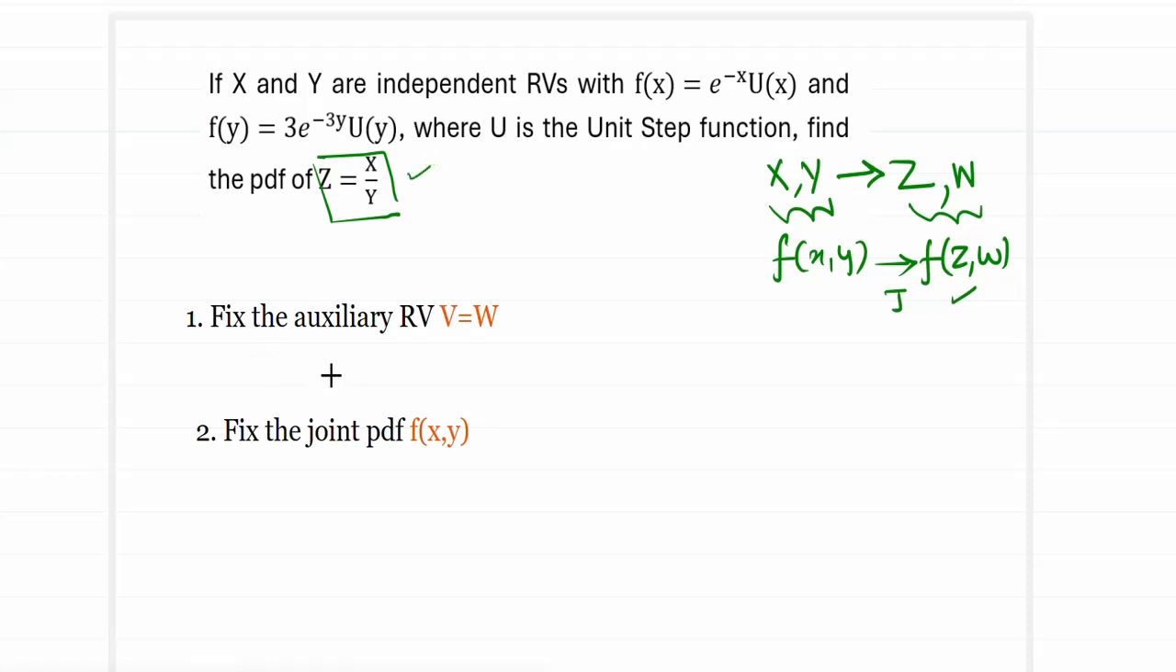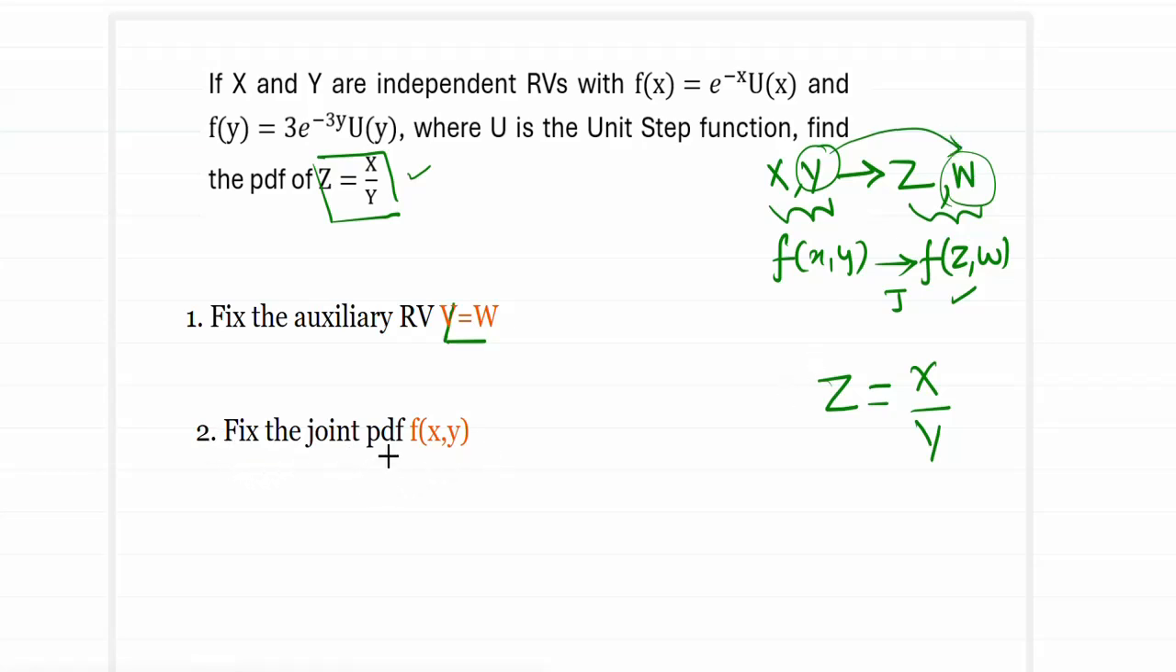Now coming to step 1, we have been told what our z is. Our z has been defined as x divided by y, but we don't know the relationship of the second variable w. So what we do is we fix the auxiliary random variable y to be equal to w. That is, the second random variable is now assigned to w.